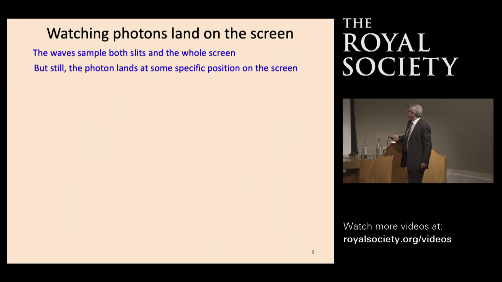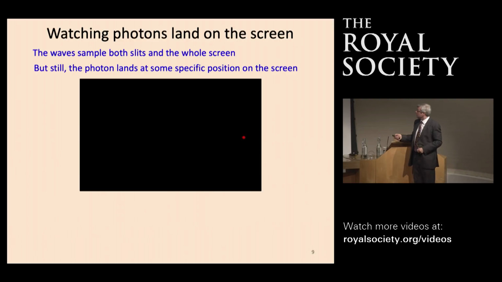So let me just say this. This is about watching photons land on the screen of a CCD camera. The wave, which we've talked about, feels both the slits, the wave feels the whole screen, but still the particle has to land somewhere. The photon has to land somewhere at a specific position on the screen, and here is a picture of the screen, and the photon landed here. So that little red dot is the arrival of one photon observed by the CCD camera.